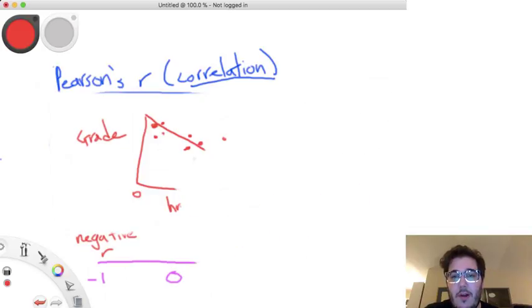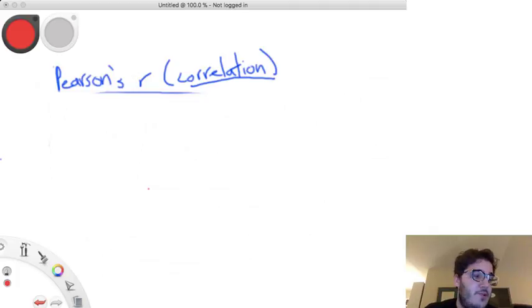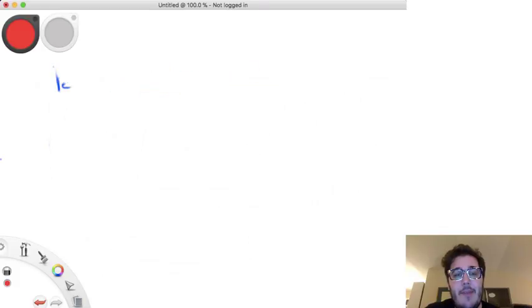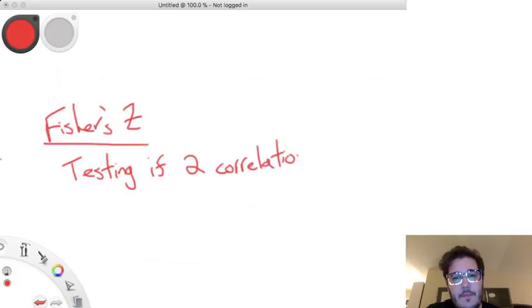So that's Pearson's R. Moving on from Pearson's R, I talked a little bit about the conceptual for that. Fisher's Z you don't have to worry too much about. The main thing about Fisher's Z is that it's a test to compare two correlations. Fisher's Z is testing if two correlations are statistically different.